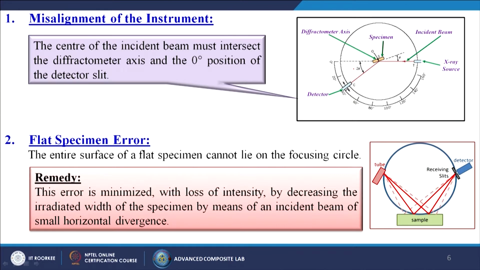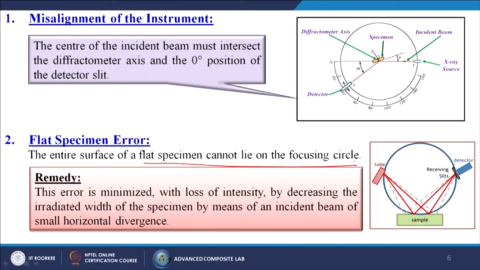Then the flat specimen error. As I told you already, the specimen surface should be flat, not curved, and then there will be an error known as the flat specimen error. The entire surface of a flat specimen cannot lie on the focusing circle. What are the remedies?